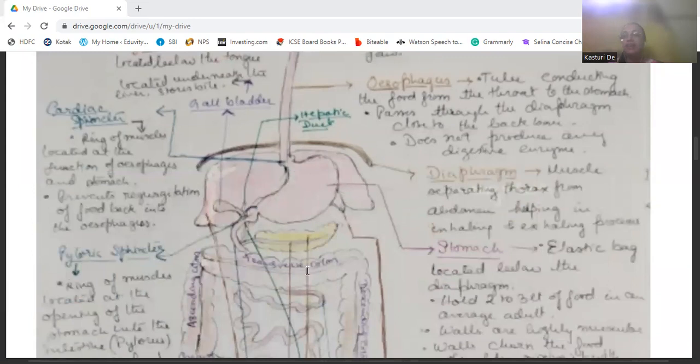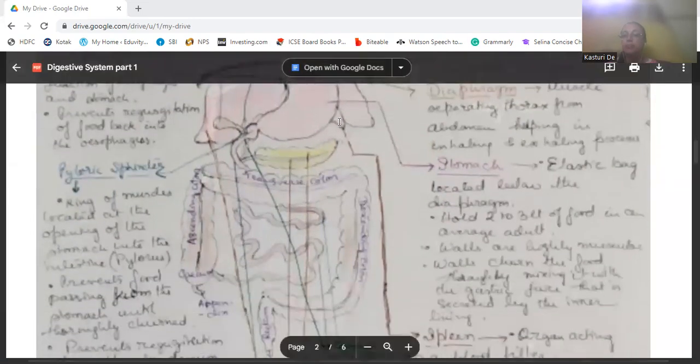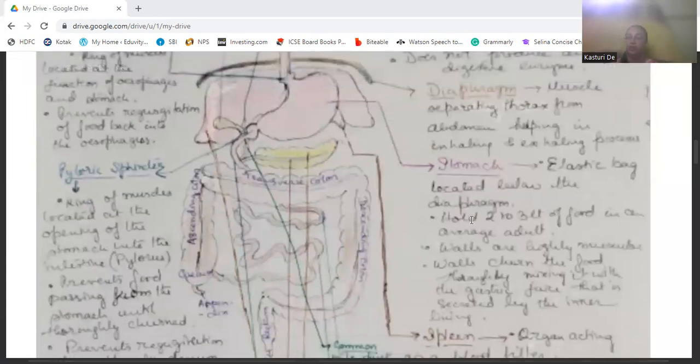Now we come to the stomach. What is the stomach? It is an elastic bag located below the diaphragm. It holds about 2 to 3 liters of food in an average adult. Its walls are highly muscular and help in the churning of the food with the gastric juice, an acidic juice secreted by the inner lining of the stomach.